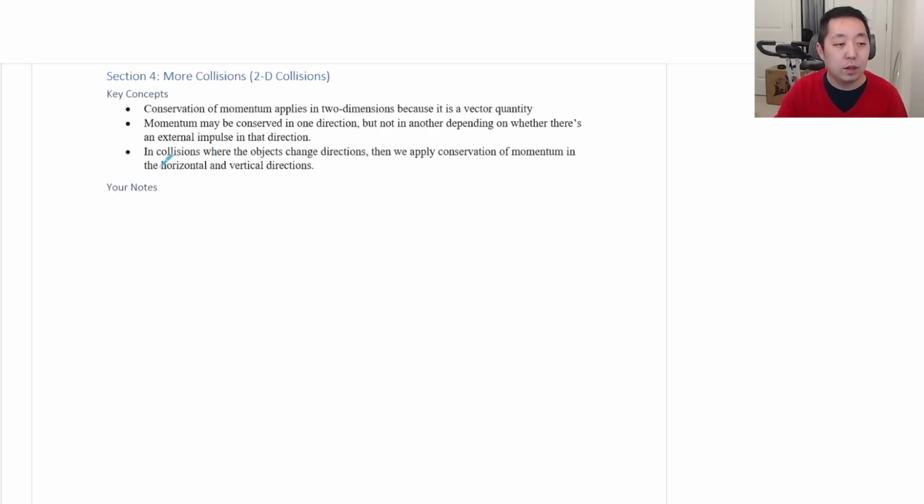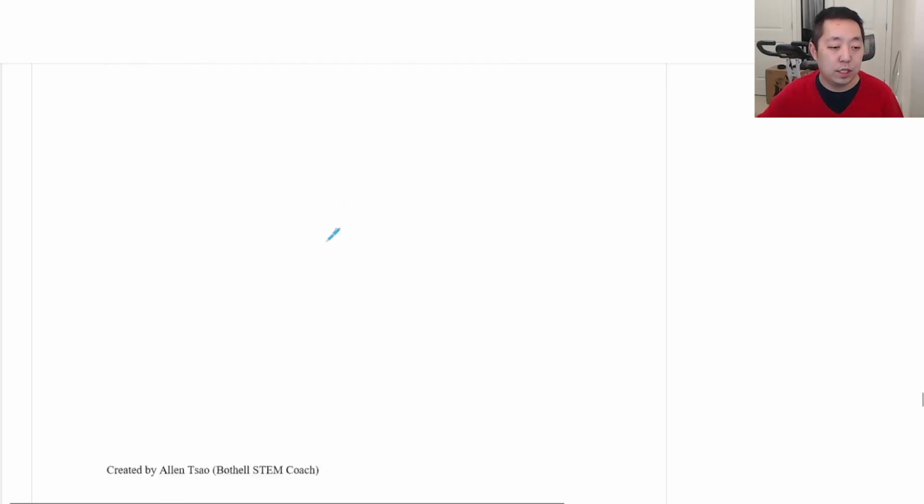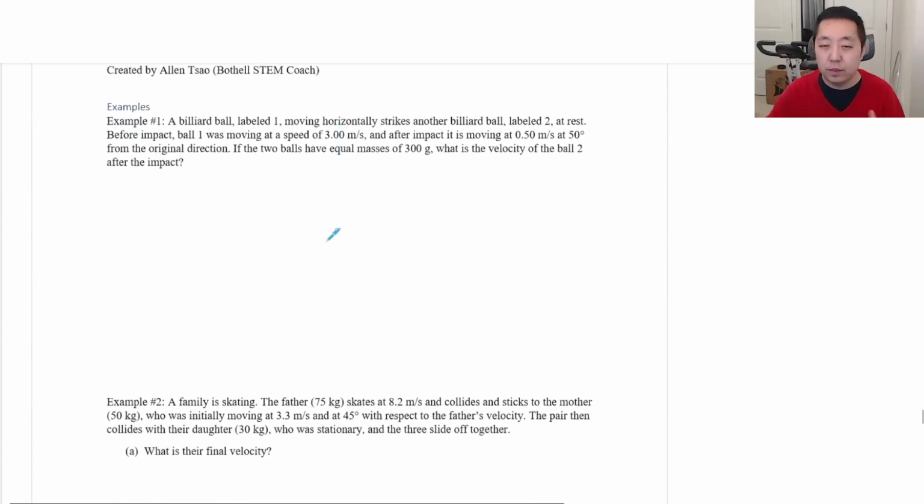We just want to make sure we can apply it, and we want to think, hey, should momentum be conserved in this direction? If so, we'll apply conservation of momentum. Okay, so let's take a look at some examples, really, just to illustrate that a little bit.